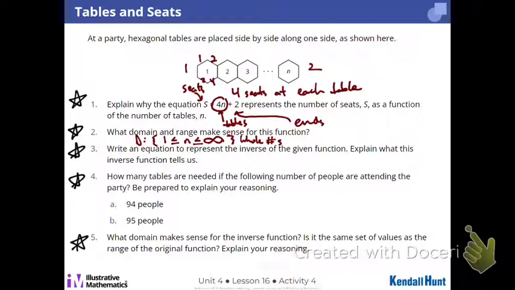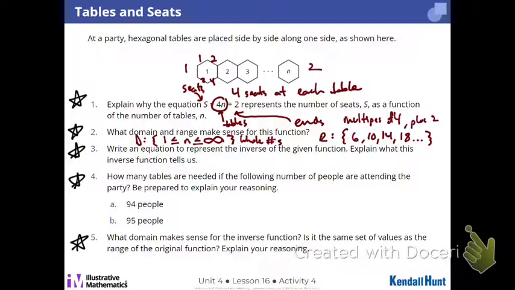Now, outputs is a little trickier. If we do 1 table, how many people is that? 6. 2 tables? 10. 3 tables? 4 tables? So you could say arrange something like that. How we would say that in words is something like multiples of 4 plus 2.